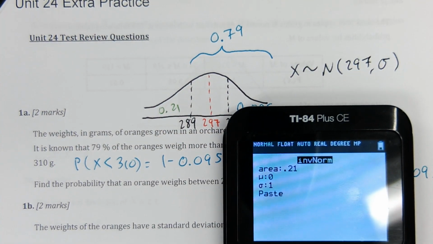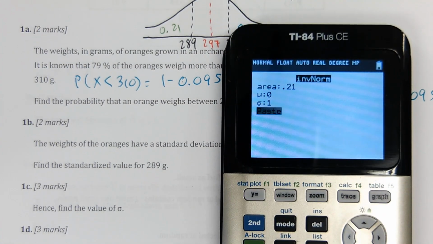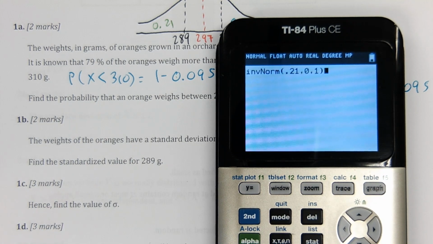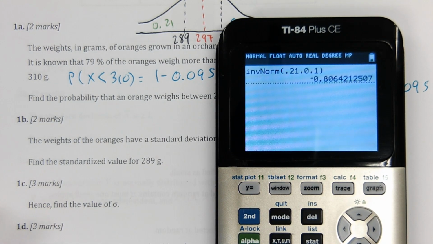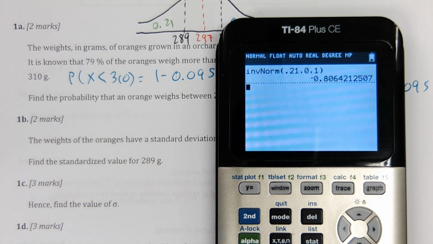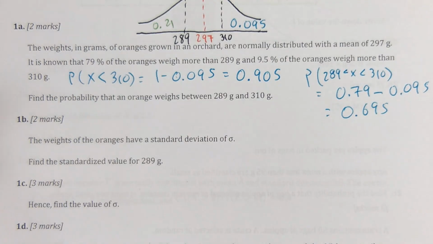So 0.21, and we leave 0 and 1 because that's standard normal, and this will tell us that we are that many standard deviations. Wow. The example that I gave you actually said negative 0.8, didn't I? Okay, well, it's on video. I'm pretty sure I just made that up a minute ago, and it was actually the answer for this one. So negative 0.806 is what this thing wanted you to write.